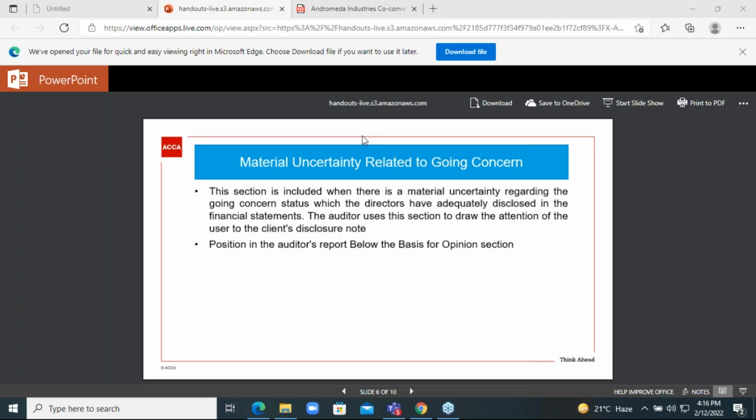Now you will see whether there is an issue, which will be dealt with according to material uncertainty paragraph or emphasis of matter paragraph or other matter paragraph. So this is how you are going to go through this type of questions. So I'm hopeful that you would be clear on that.